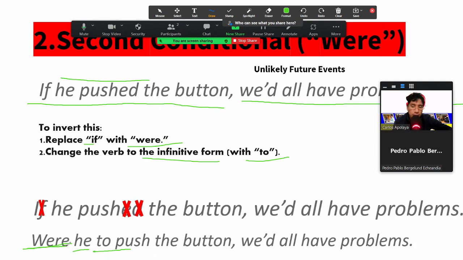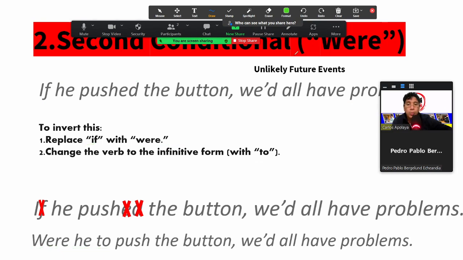¿Te das cuenta? Were he to push the button? Did you understand? Yes. Sorry, Carlos. And with is we would, right? Yes, this is we would. Una vez más, lo que tienes que hacer es la segunda condicional. Borras el if, pones el were y mi verbo lo pongo con el infinitivo, con el to. Did you understand? Yes.